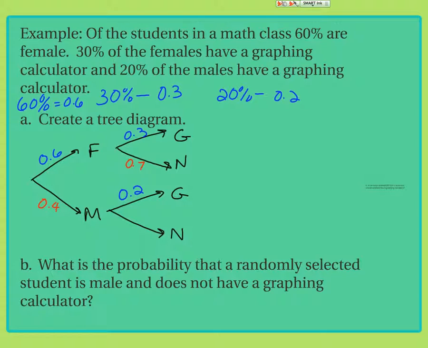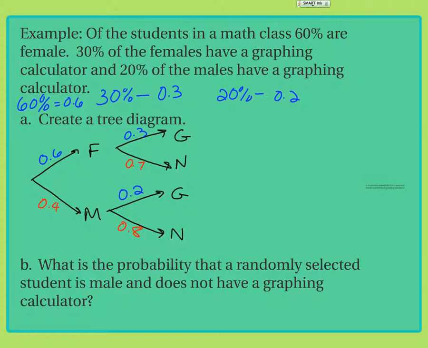So not all 4 of these, just this. Because if it's a girl, this is 100% of the girls right here. These 2 add up to 100% of the girls, so it has to add up to 1. These 2 add up to 100% of the boys, so they have to add up to 1, so that's 0.8. Does that make sense? I just really want to make that clear. And if there was a third option, then you'd have to make sure all 3 add up to 1.